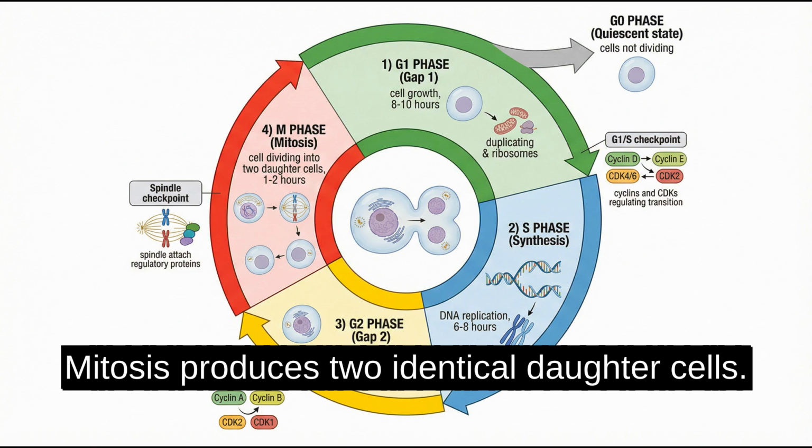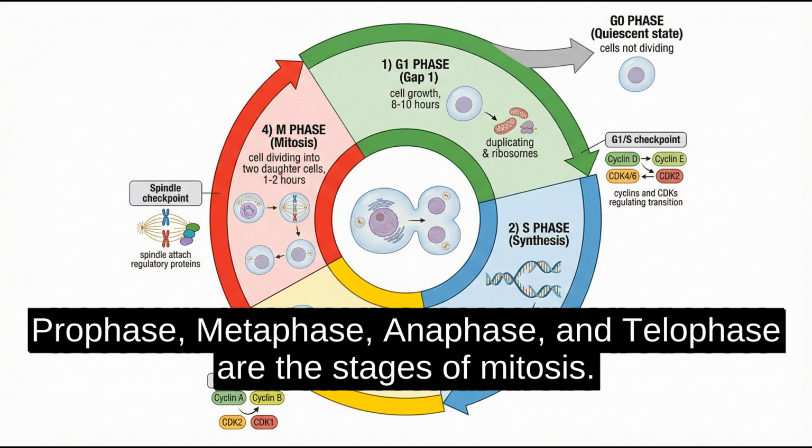Chapter 15. Mitochondria. Mitochondria are the powerhouses of the cell. They have two membranes. The inner membrane is folded into cristae, increasing surface area for ATP synthesis. The matrix contains enzymes for the citric acid cycle, mitochondrial DNA, and ribosomes.